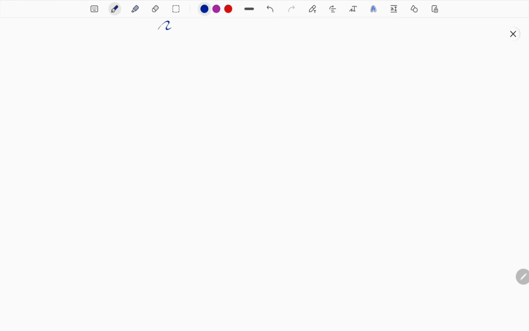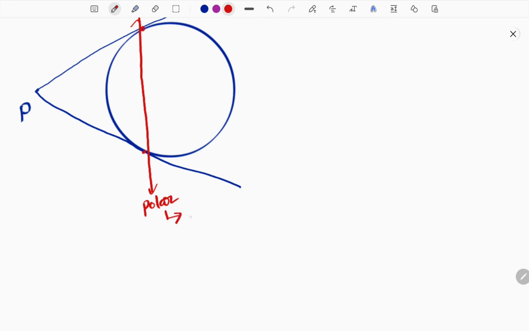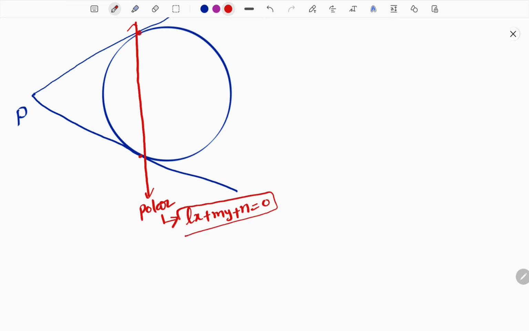Now see, this is the circle. Here I can take a point P outside of the circle. Now you can draw a pair of tangents. Now we join this point and this point. This is called the polar. We don't know this polar equation. Suppose we assume that the polar equation is Lx plus My plus N is equal to 0.